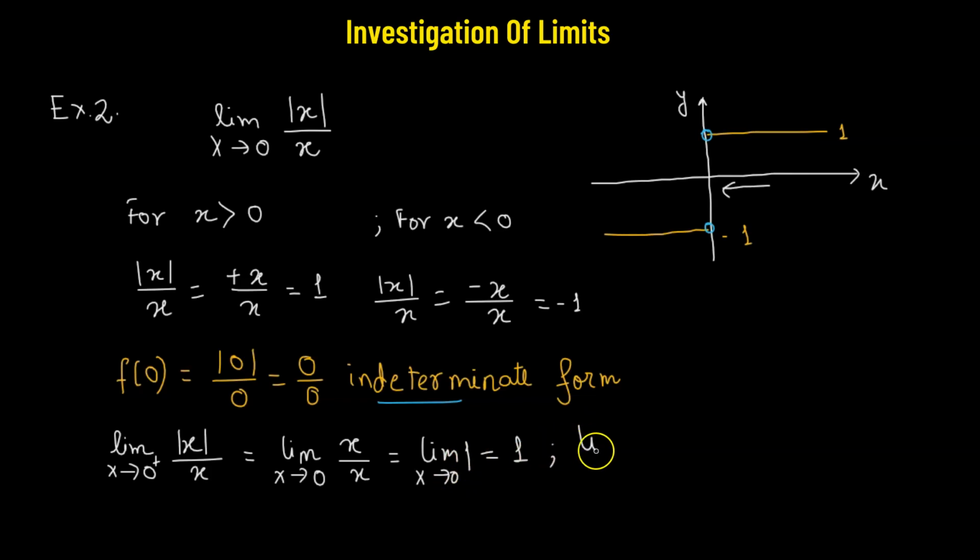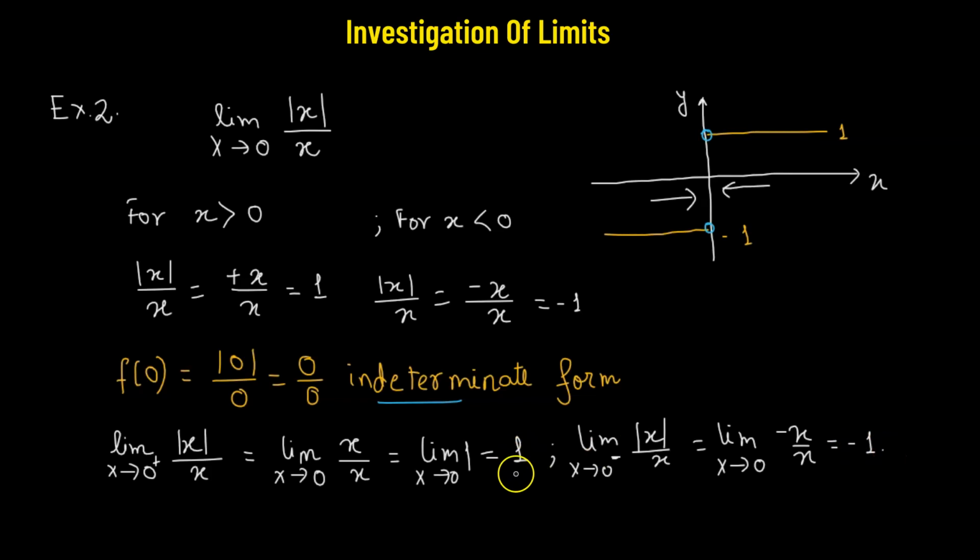Now we will calculate the limiting value of the given function, absolute value of x over x, when x approaches 0, and now we will come from the left hand side. So 0 with a minus sign indicates we are coming from the left hand side. So this will be simply equal to the limit as x approaches 0. Since we're coming from the left hand side, the absolute value of x will be negative x, so negative x over x is equal to negative 1.